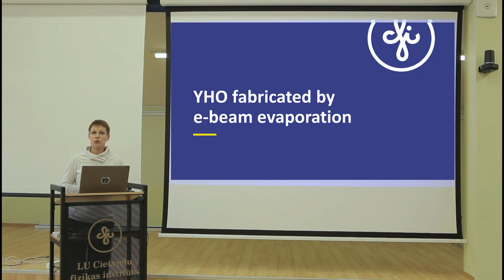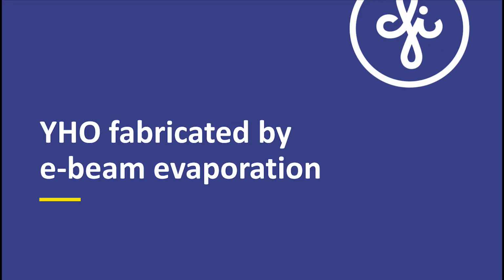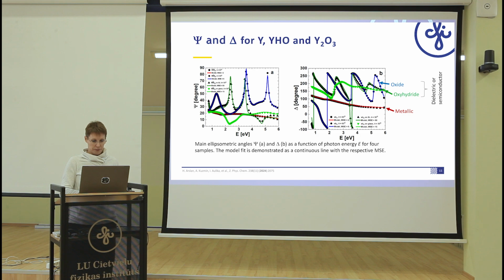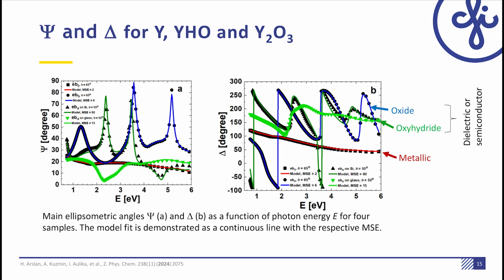Now let's proceed to see some examples of how ellipsometry provides information, characterization of yttrium hydroxides in films fabricated by e-beam evaporation. Here you can see the raw data obtained by the ellipsometer. This is psi and delta as a function of photon energy for samples made at different conditions. So we have metallic yttrium, we have yttrium hydroxide, and also yttrium oxide.